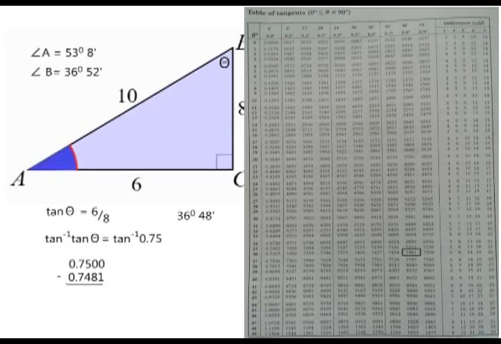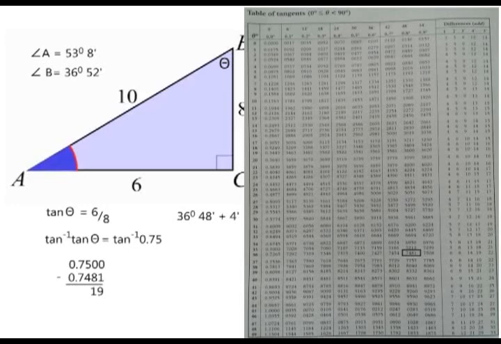We subtract 0.7500 minus 0.7481, which will give us 0.0019. So we look for 19 in the differences group of columns. It's there on the column of 4 minutes, so we add to our angle. 36 degrees and 48 minutes plus 4 minutes gives us 36 degrees and 52 minutes, the same angle we had calculated. Fantastic. We will keep this triangle and pretend we don't know these angles when we look at sines and cosines next. But first, let us see the application of tangents.